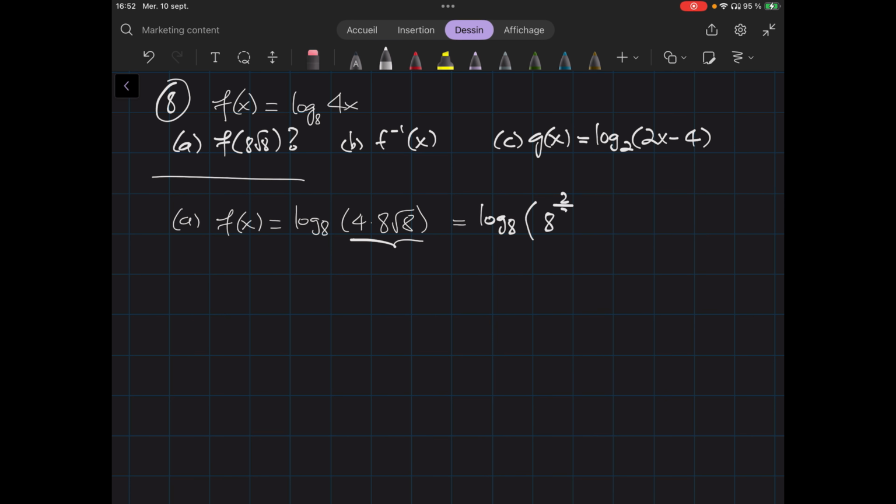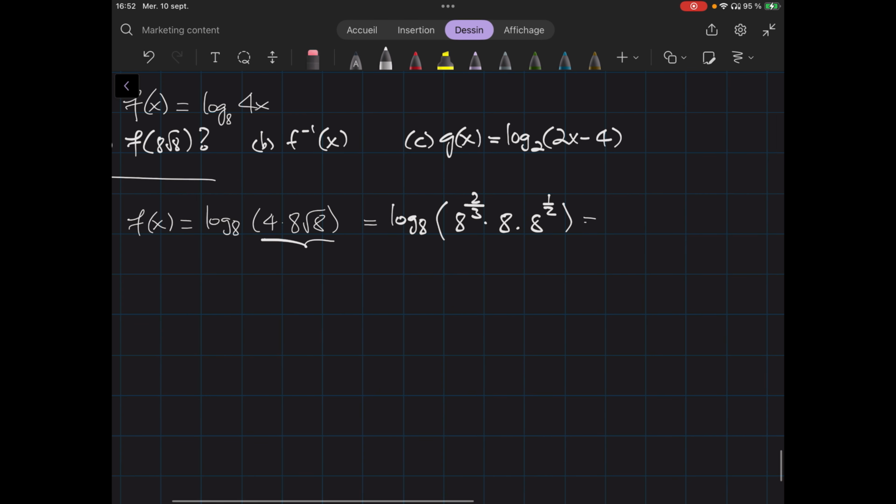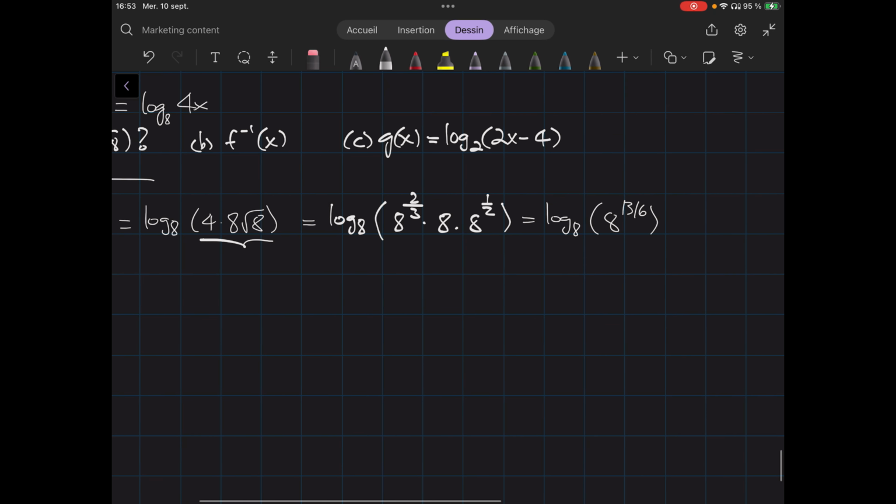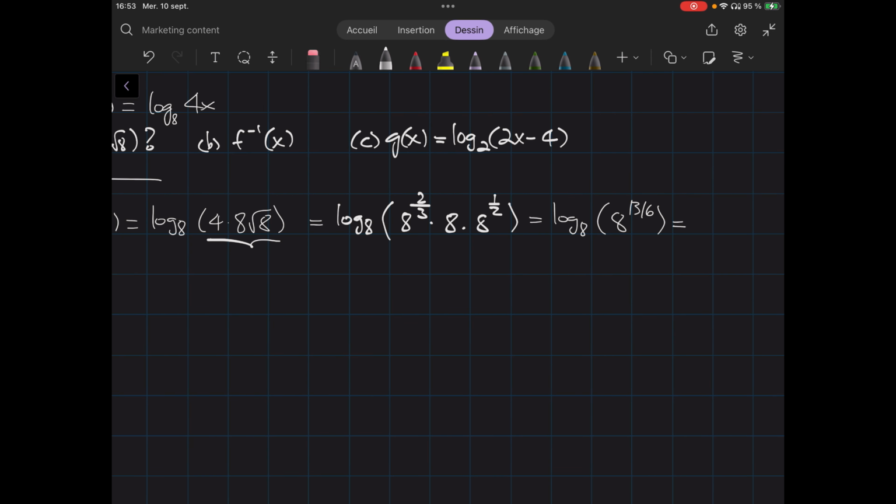4 is 8 to the 2/3. The cube root of 8 is 2. Square it and you get 4. So 4 is 8 to the 2/3 times 8. Square root of 8, that is 8 to the 1/2. That will give you log base 8 of 8 to the 13 by 6. Therefore, it is equal to 13 over 6.